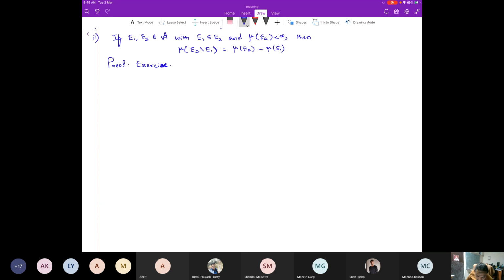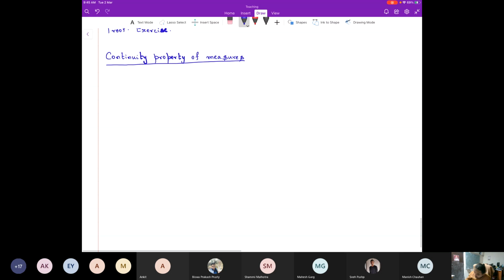So I have only 5 minutes left, but anyhow, let me try to do what is known as the continuity property of measures. Okay, so what do you mean by a continuous function? There are various characterizations. First thing, let's begin with that: what is a continuous function?